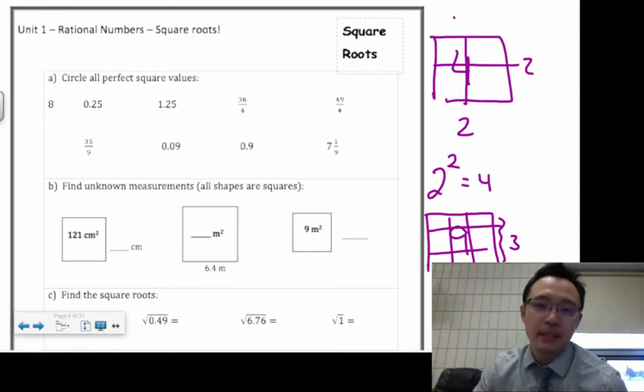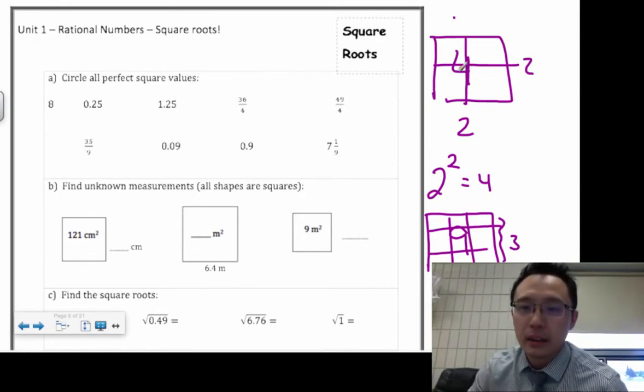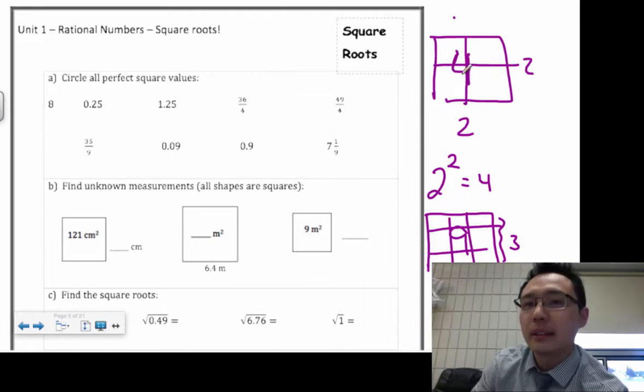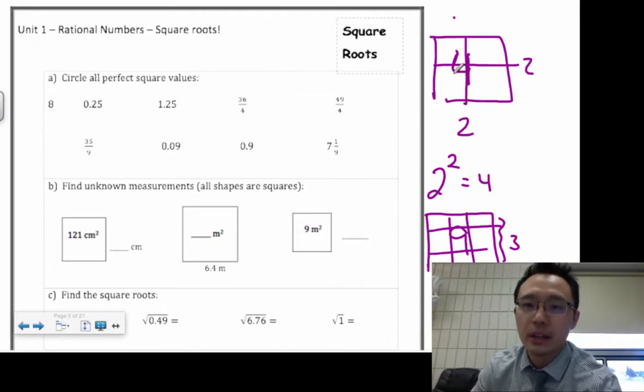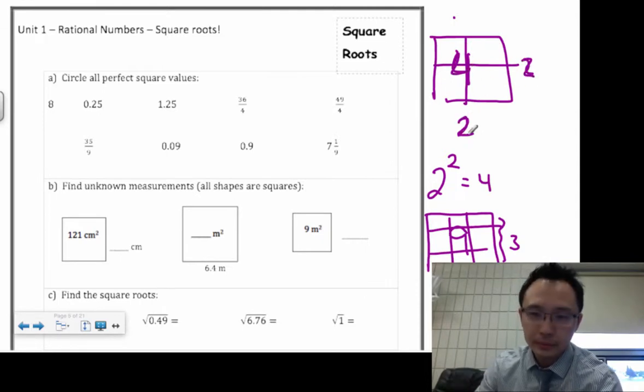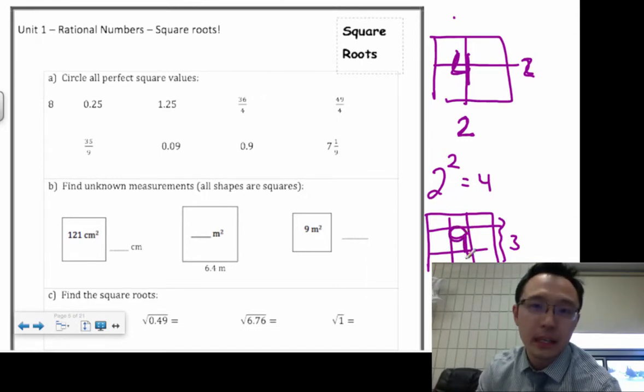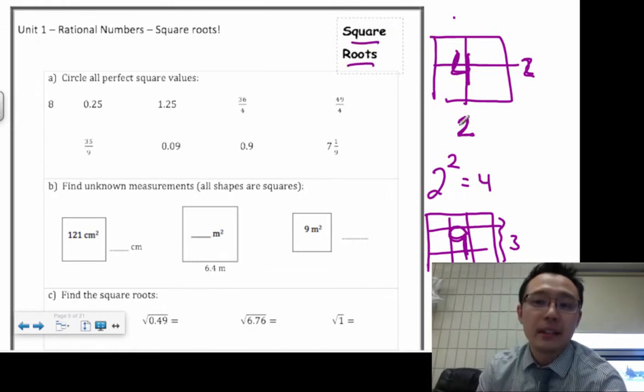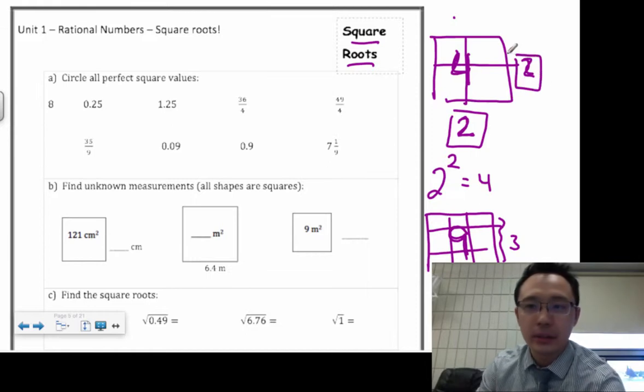So the square root is basically going backwards. If your area is 4, what 2 numbers multiplied to each other will give you 4? Well, 2 times 2 is 4. The square root of 9 asks what 2 numbers multiplied to each other will give you 9. And because square roots are the opposite of squares, the numbers are exactly the same. It has to be exactly the same because it's a square. The sides are exactly the same.